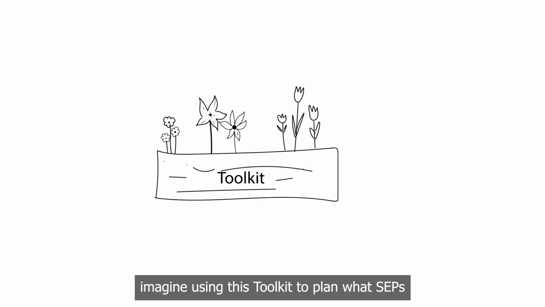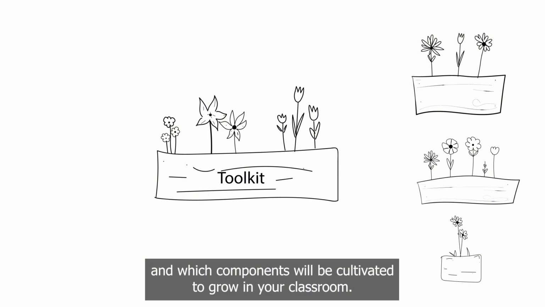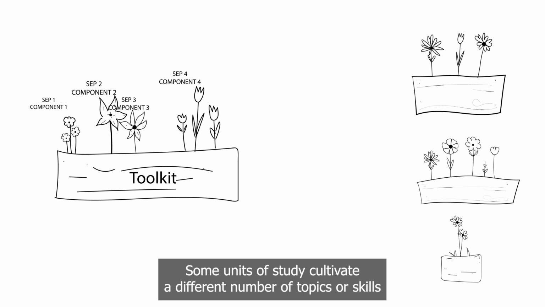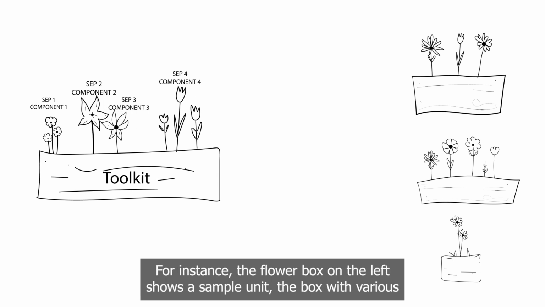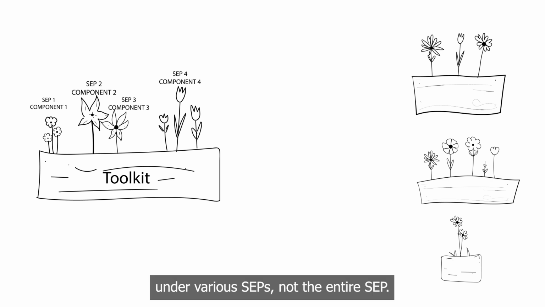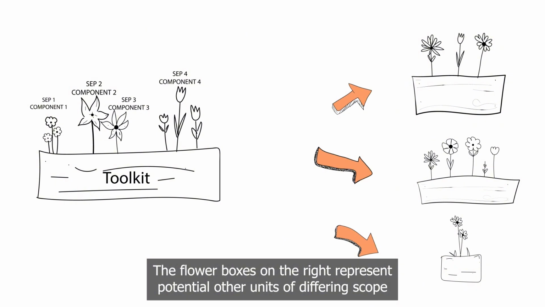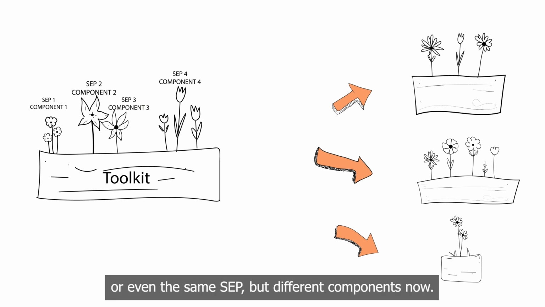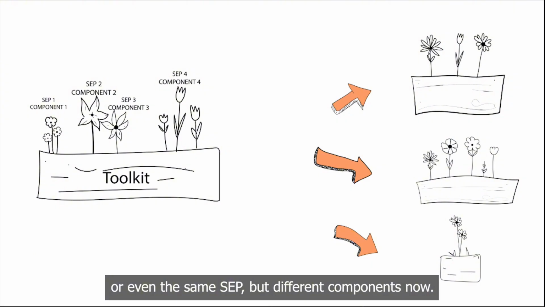Imagine using this toolkit to plan what SEPs and which components will be cultivated to grow in your classroom. Some units of study cultivate a different number of topics or skills. For instance, the flower box on the left shows a sample unit, the box, with various lessons, the flowers, each flower addressing a specific component under various SEPs, not the entire SEP. The flower boxes on the right represent potential other units of differing scope and depth, with varying numbers of lessons that can now cover other SEPs, or even the same SEP but different components now.